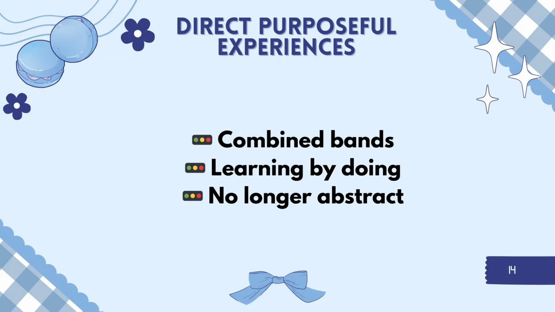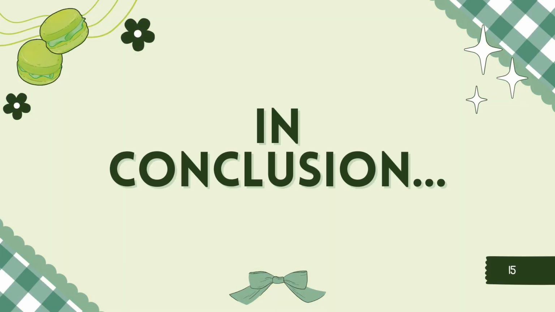And the last one for Dale's cone of experience is the direct purposeful experience. This is the combined bands of the cone. This is now the concrete form where the understanding is a very clear picture for the students. It is no longer questionable and confusing, but rather clear and not complex. And with that, we will now wrap up our discussion.